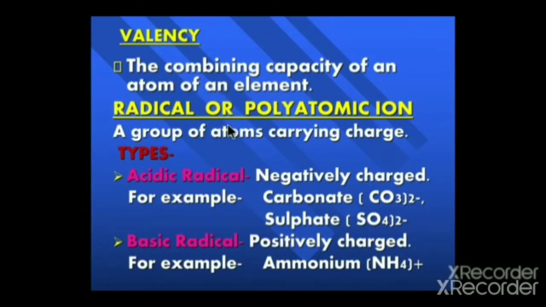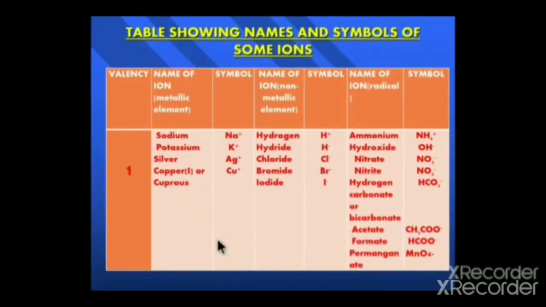Next term is radical, that we must know before writing the chemical formula, that is also known as polyatomic ion. It is a group of atoms carrying charge. These are of two types. Negatively charged radicals are acidic radicals like carbonate, sulfate, and positively charged radicals are basic radicals like ammonium.